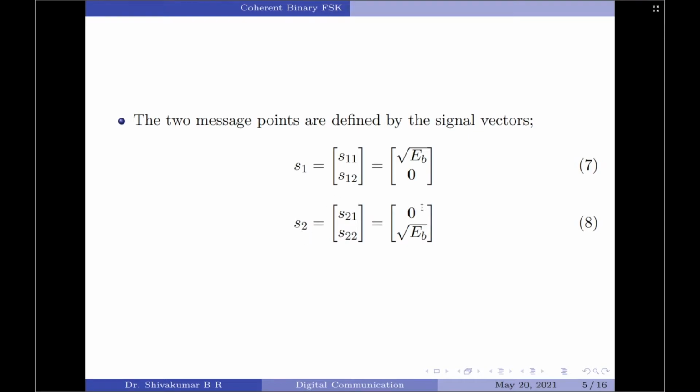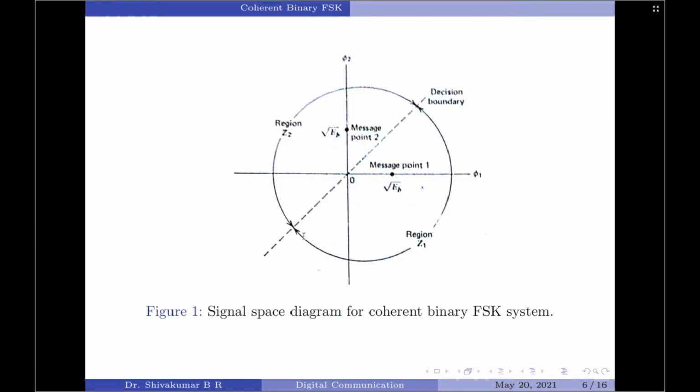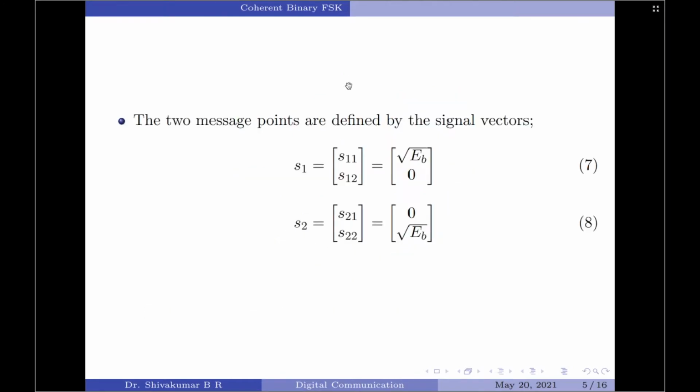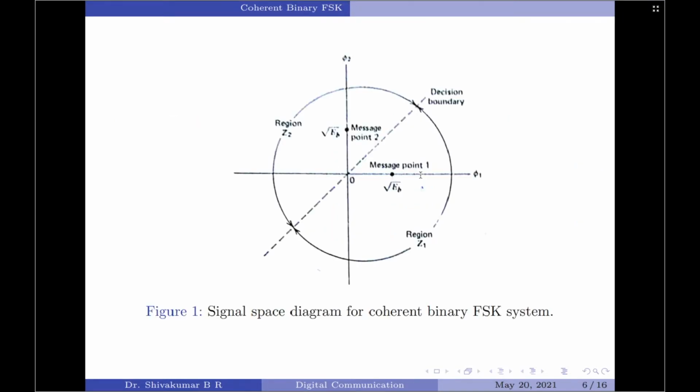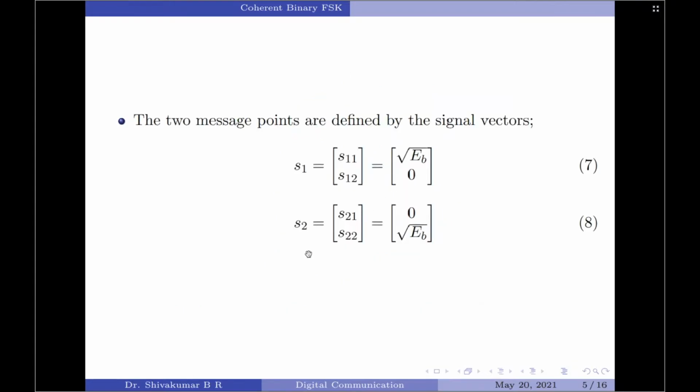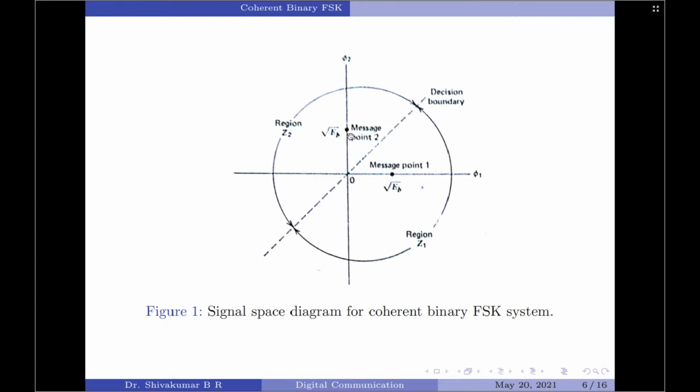Now that we have found the coordinates of the signal points S1 and S2, let us move on to the signal space diagram. As previously said, the binary FSK system has a two-dimensional signal space represented by the phi 1 and phi 2 axes respectively. The coordinates of the first message point S1 are (root Eb, 0), which will appear at a distance of root Eb on the x-axis, whereas for the second message point S2 it is (0, root Eb), which will appear at a distance of root Eb on the y-axis.